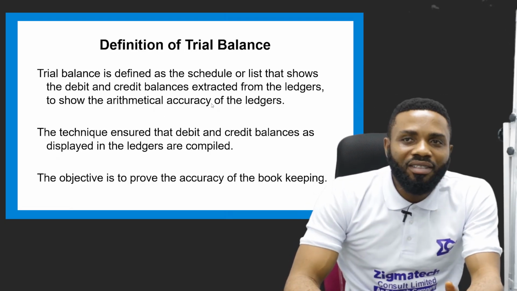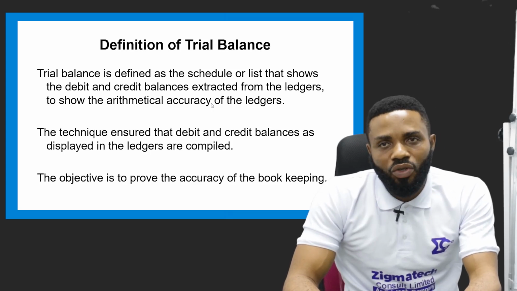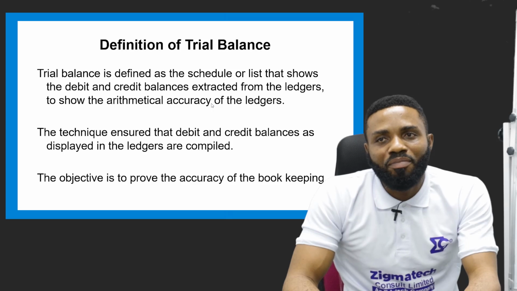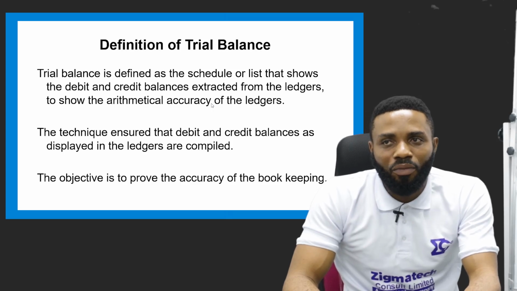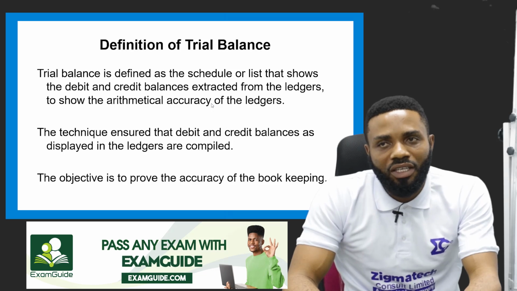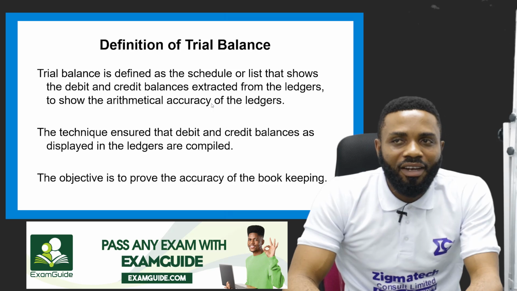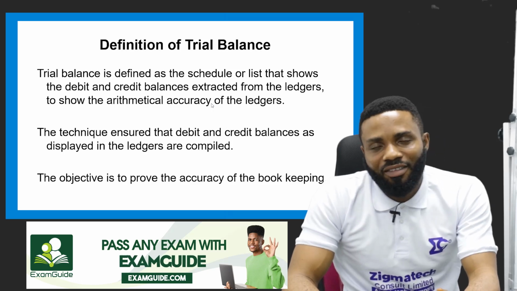Now, trial balance is defined as the schedule or list that shows the debit and credit balances extracted from the ledgers to show the arithmetical accuracy of the ledgers. What do I mean by list of balances?